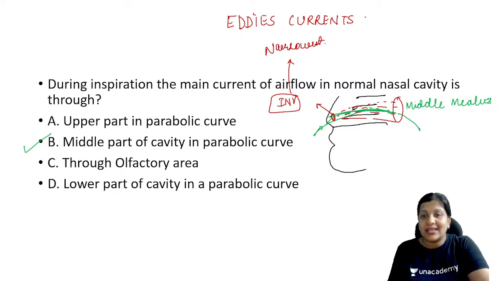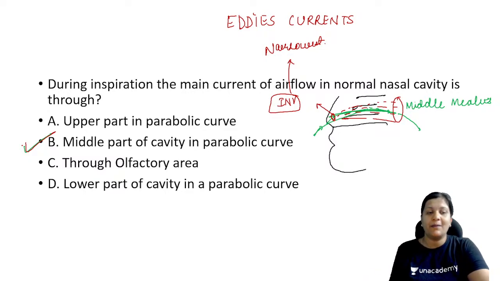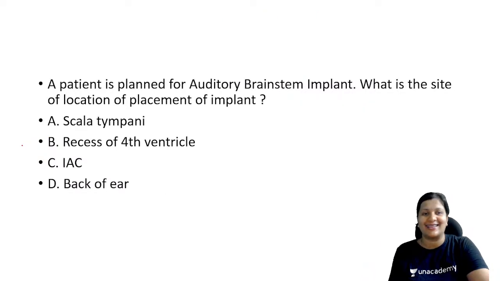So the maximum volume during inspiration goes in which part? In the middle meatus in a parabolic curve. Expiratory current will usually result in eddy currents. These eddy currents will push the air into the paranasal sinuses and help in ventilation of the paranasal sinuses.